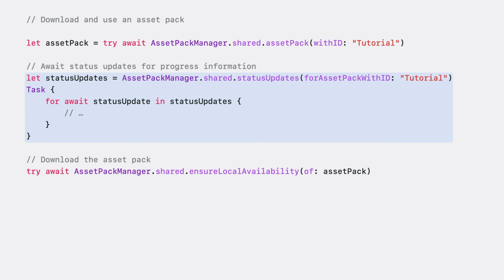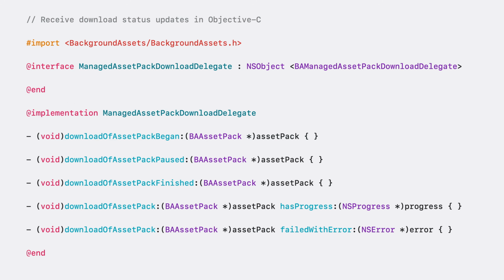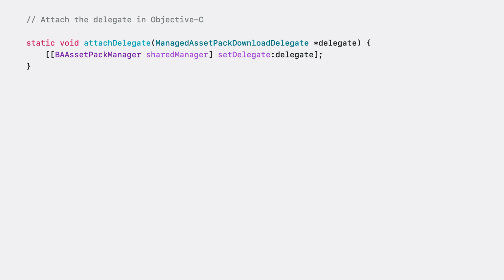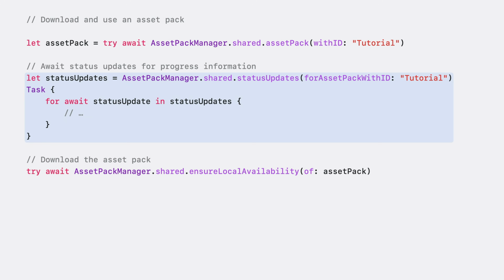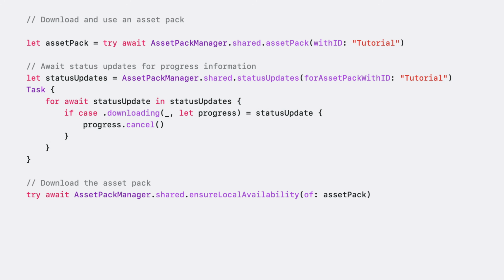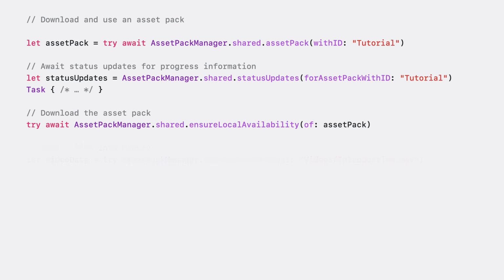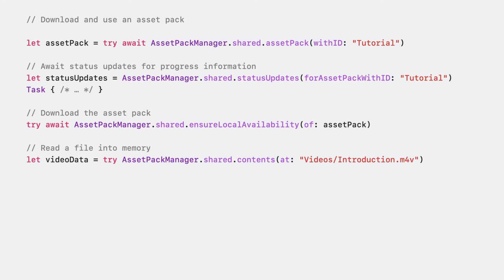In Swift, you can await status updates on the asynchronous sequence that the statusUpdates(forAssetPackWithID:) method returns. In Objective-C, you can create an object that conforms to the BAManagedAssetPackDownloadDelegate protocol and attach it to the shared asset pack manager's delegate property. If you need to cancel a download, then you can do so by calling cancel on any of the progress structures that you receive in the download status updates. Once ensureLocalAvailability(of:) returns without throwing an error, the requested asset pack is ready to use locally.